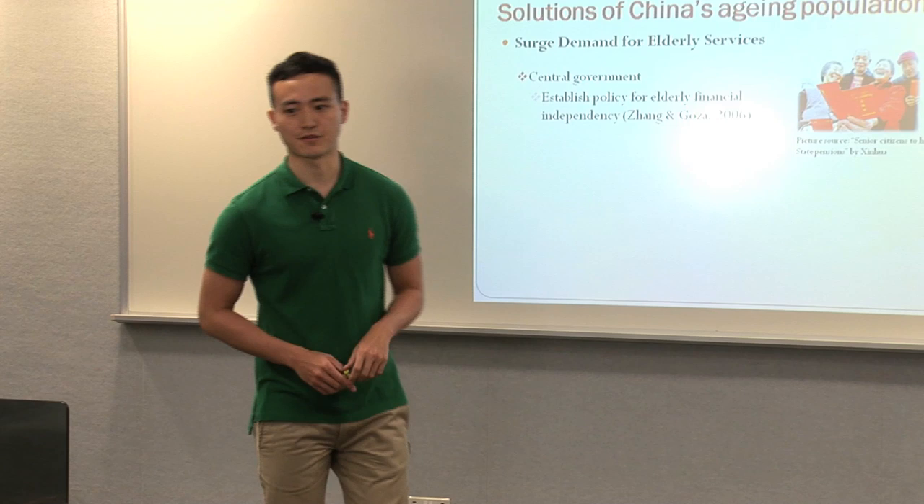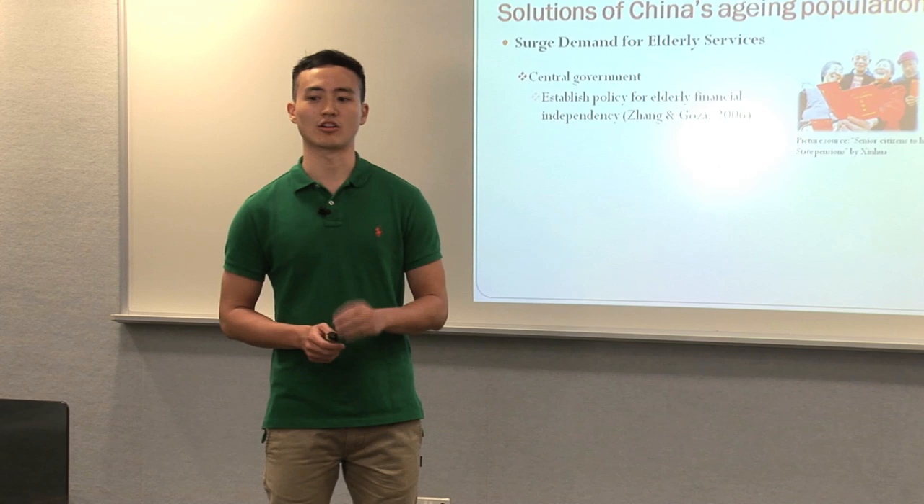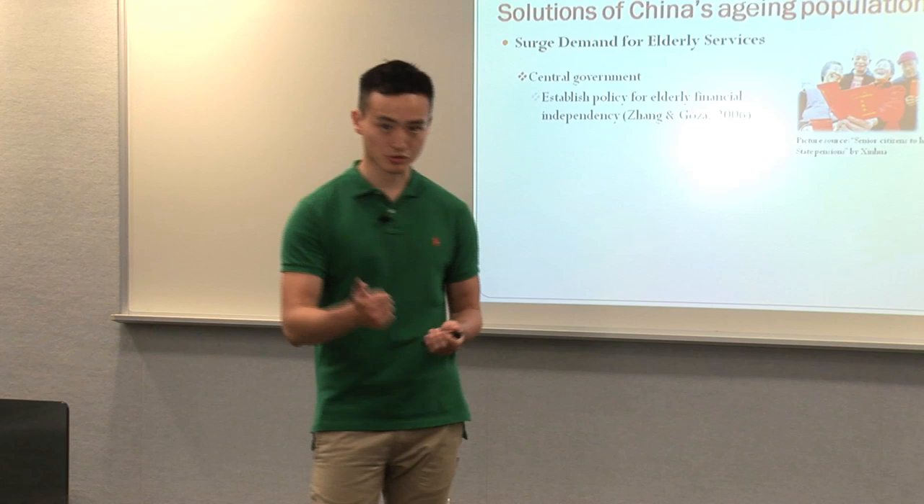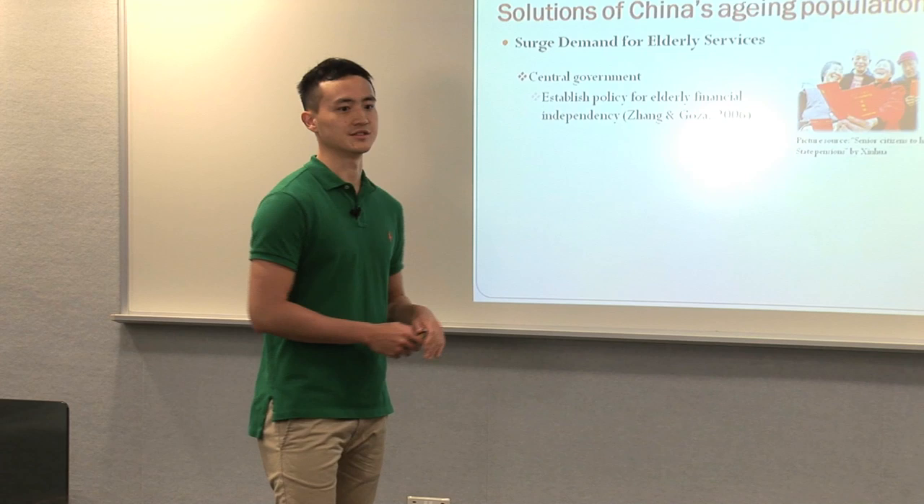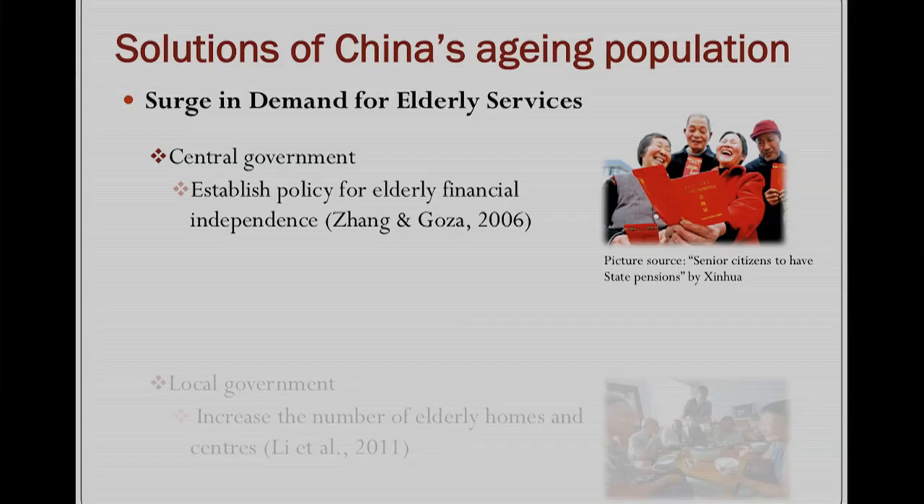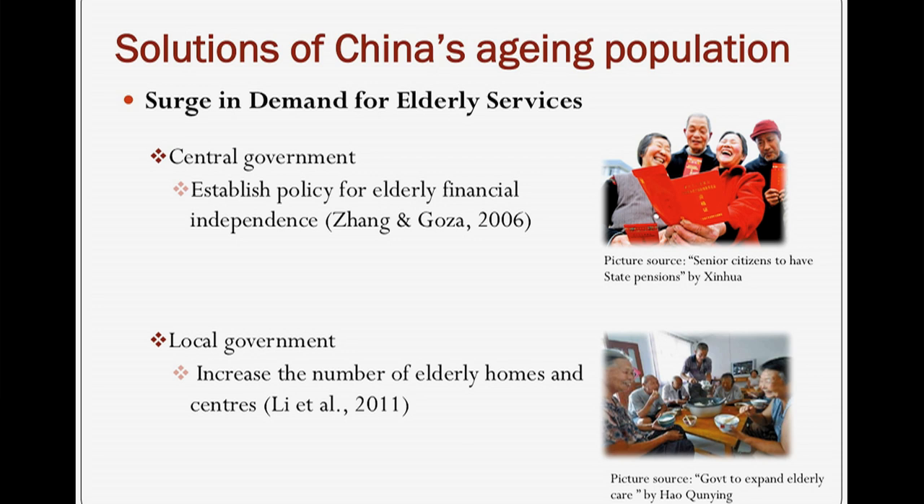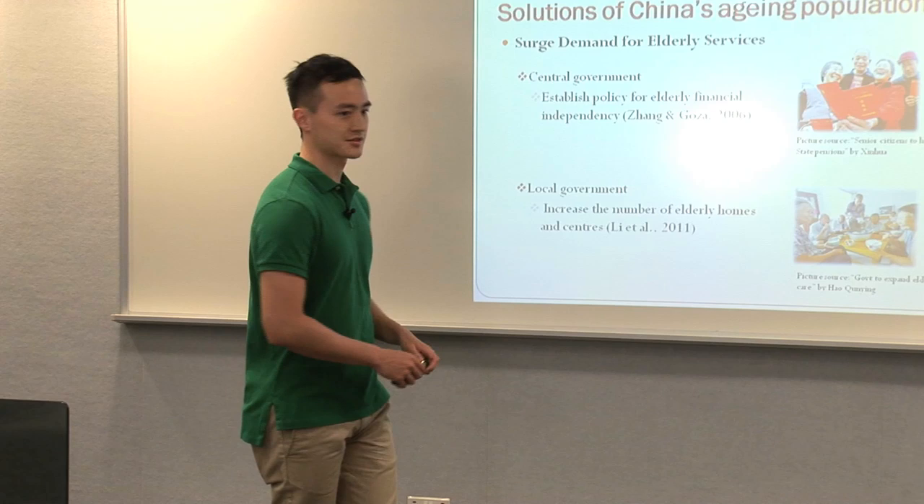As Li and his colleagues point out, money for this fund could be collected either compulsorily or voluntarily. This would ease the financial burden of the future generation in the elderly care. A second solution is that the local government should provide more elderly homes and centers to their residents.